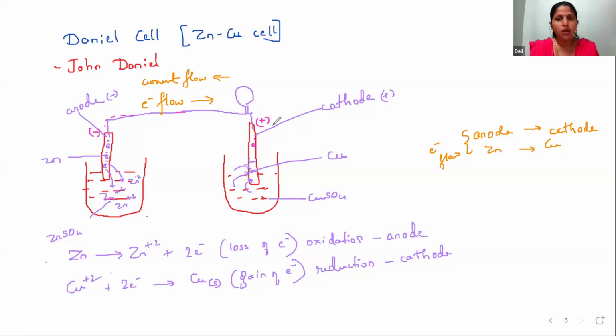When there is flow of electrons, electricity will be generated. And when electricity is generated, the electric current flows in the direction opposite to electron flow. So the current flow is from cathode to anode. So the current direction is from cathode to anode.